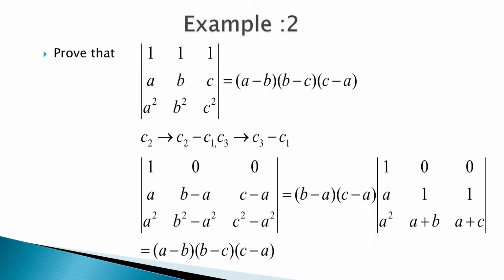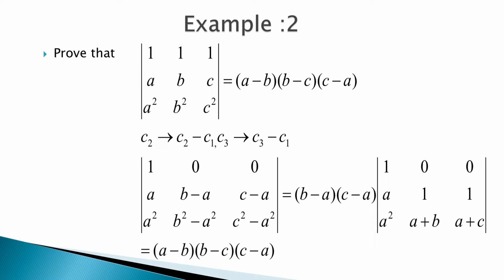Now, from the second column we take common b minus a, and from the third column we take common c minus a. We have (b minus a)(c minus a) taking common, and the determinant 1, 0, 0, a, 1, 1, a square, a plus b, a plus c. Now, we can find the value of this third order determinant by expanding along any one of the rows or any one of the columns. Here 1, 0, 0, the first column containing two zeros, hence it will be simpler.